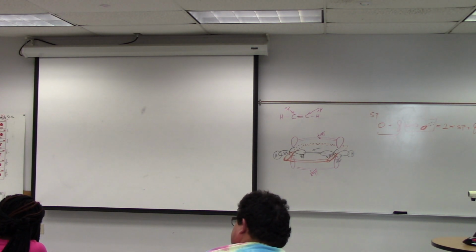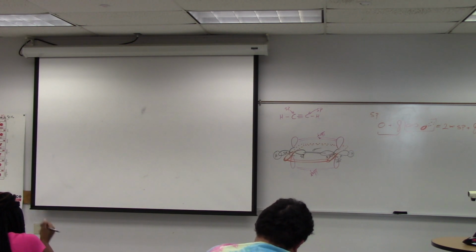So if I were to ask you what's the stronger bond, a double bond or a triple bond, what would you say? Why? It has more overlapping, right? There's more orbitals that are overlapping, right? Makes sense? Pretty neat, huh?